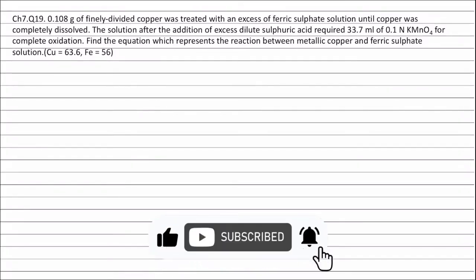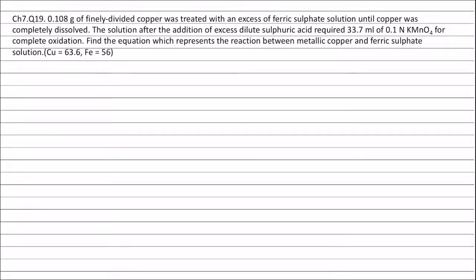Question 19. 0.108 gram of finely divided copper was treated with an excess of ferric sulfate solution until copper was completely dissolved. The solution after the addition of excess dilute sulfuric acid required 33.7 milliliter of 0.1 N KMnO4 for complete oxidation. Find the equation which represents the reaction between metallic copper and ferric sulfate solution. Atomic weight of copper is given as 63.6 and atomic weight of iron is given as 56.